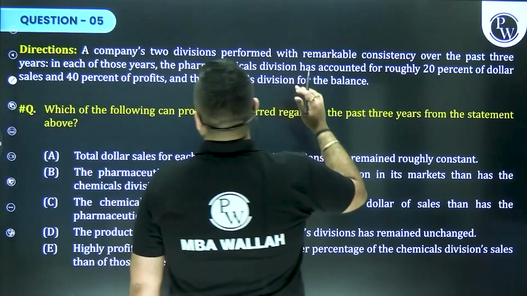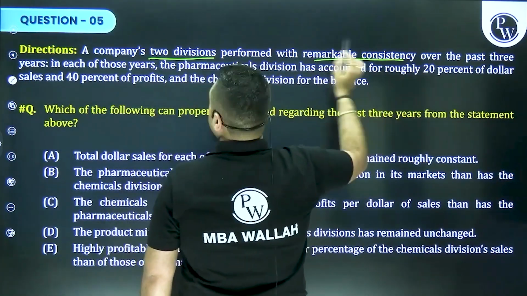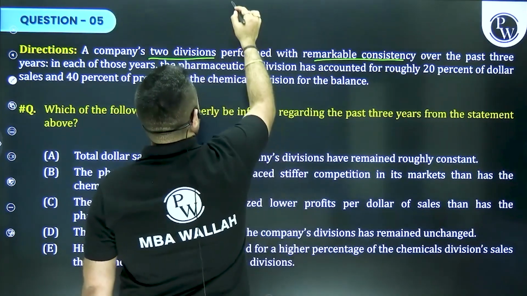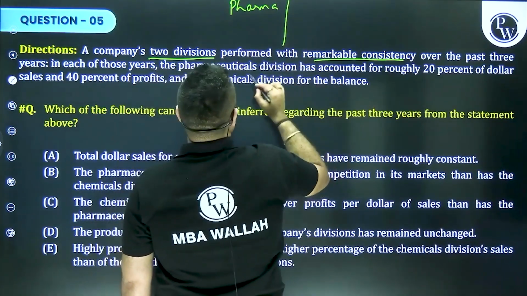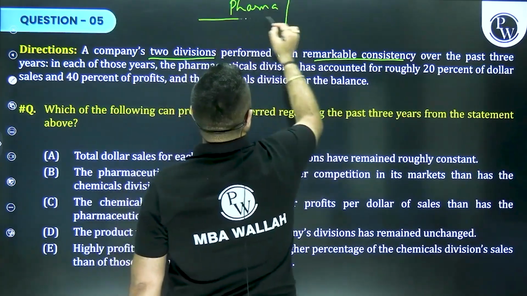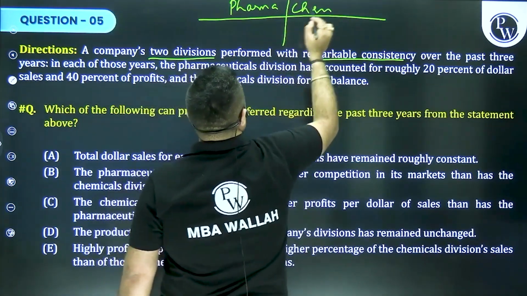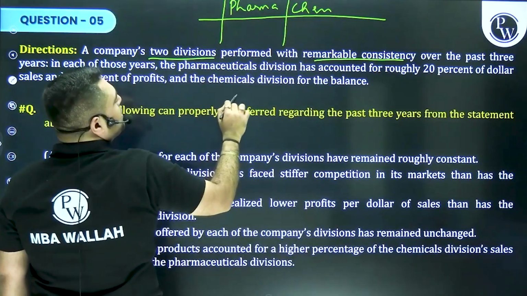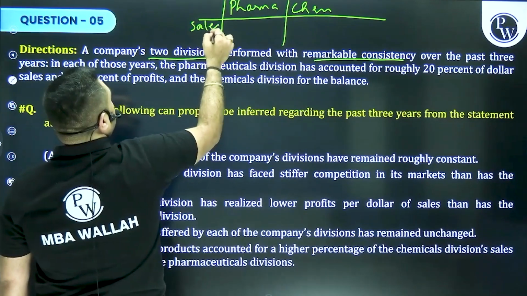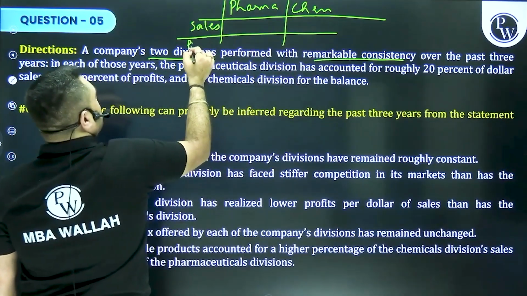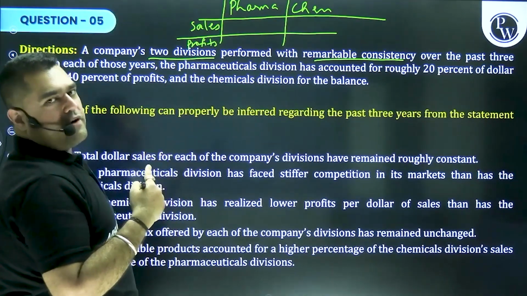Once again, let's make a table. A company has 2 divisions, with consistency over the past 3 years in each. There is the pharma division and the chemicals division. The variables are sales and profits. This will help you in multi-source reasoning also, so please pay attention.